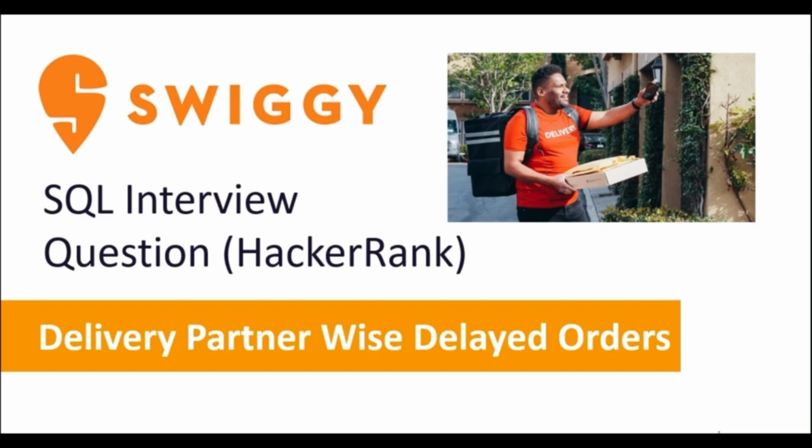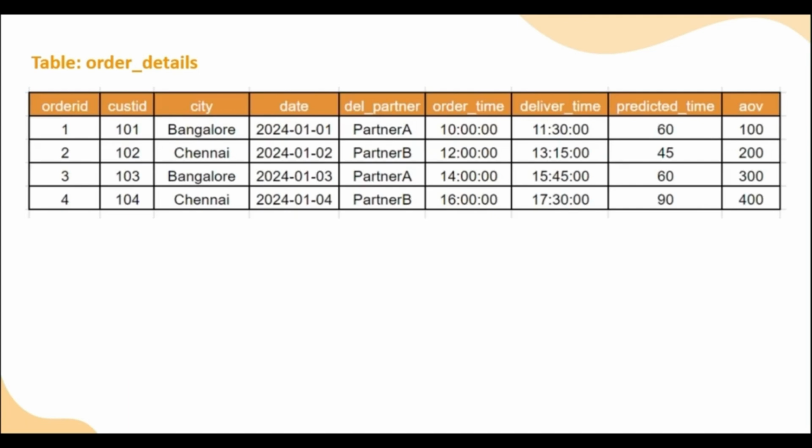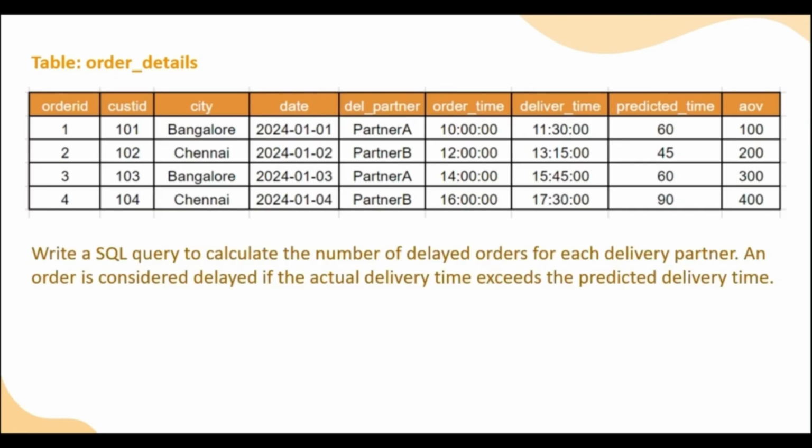The question is about calculating the number of delayed orders for each delivery partner. As you can see, the question has been asked in this HackerRank assessment by Swiggy. So here's the scenario: you have a table named order details. It contains details of the orders. Each row in this table represents an order including details such as delivery partner, the actual delivery time, and the predicted delivery time. You have to write a SQL query to calculate the number of delayed orders for each delivery partner. A delayed order is defined as one where the actual delivery time exceeds the predicted delivery time.